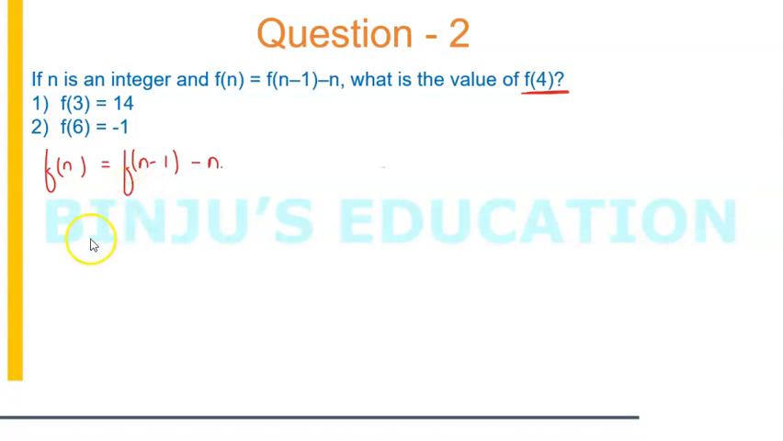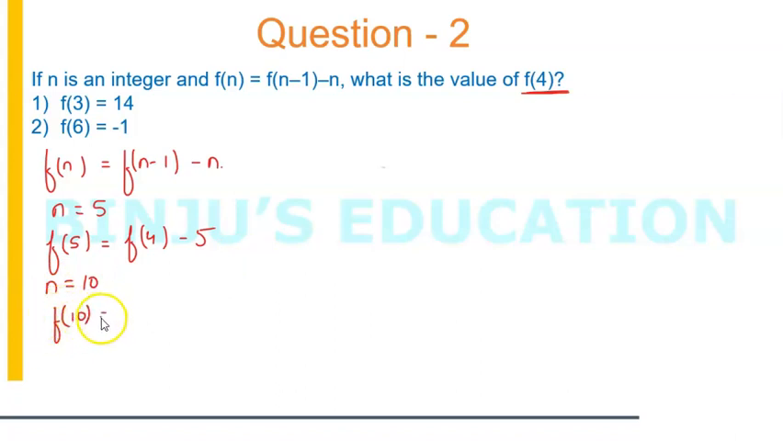For example, let's suppose if I take n to be some value like 5, hypothetically, then that means f of 5 is equal to f of 4 minus 5. If you take n to be 10, then this means f of 10 is equal to f of 9 minus 10. This is basically what the statement means. This is exactly the meaning of this expression.